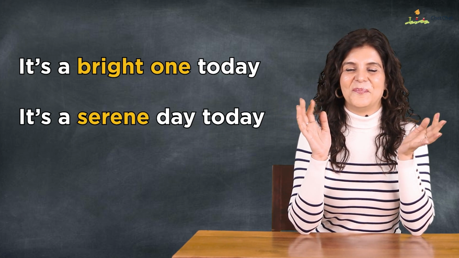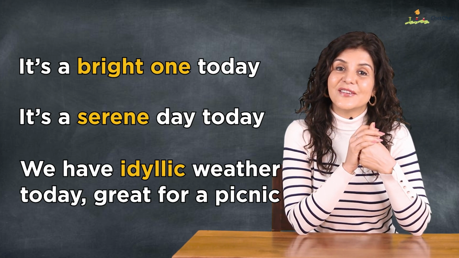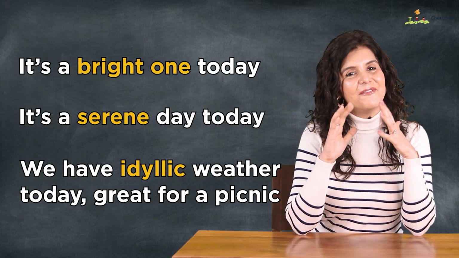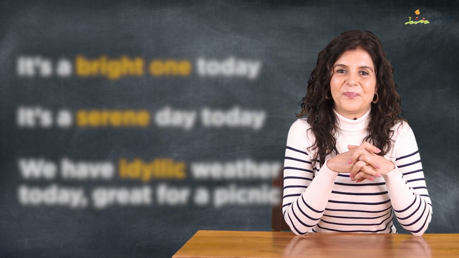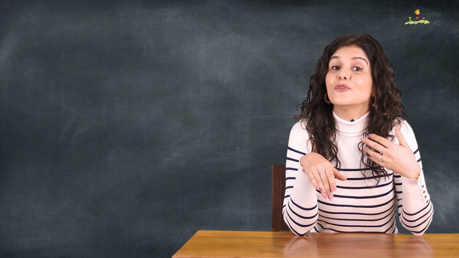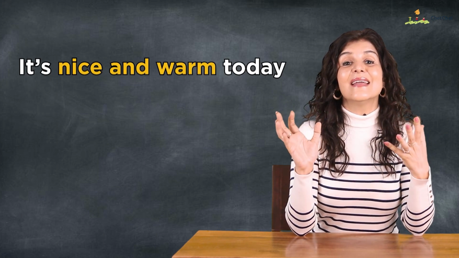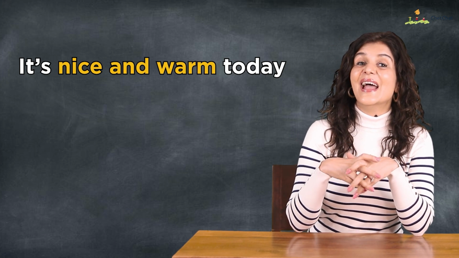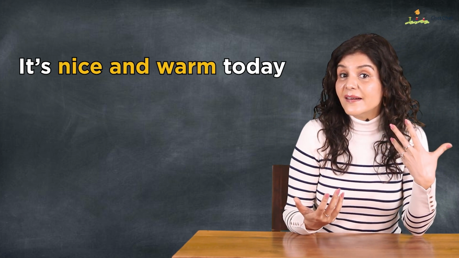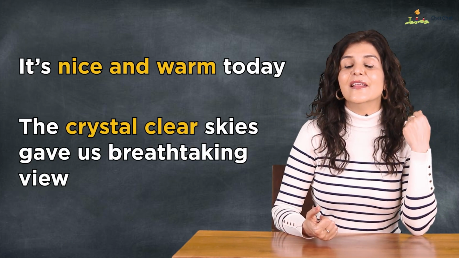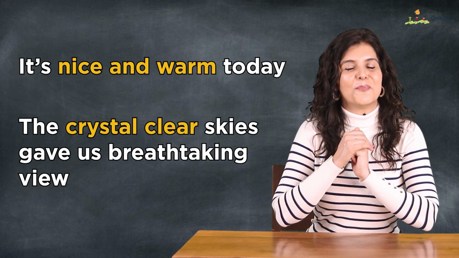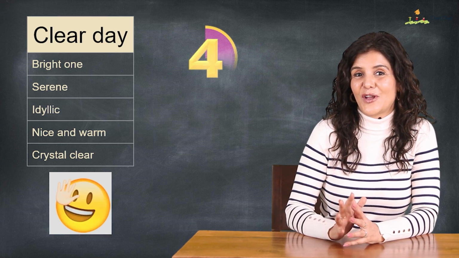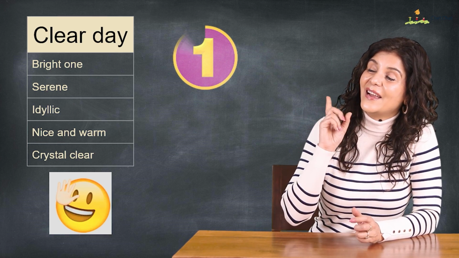Serene and calm. We have idyllic weather today. Great for a picnic. Like ideal weather. Idyllic weather means very pleasant, very peaceful. Another one that you can use, especially if you live in cold countries, is it's nice and warm today. They love a clear sunny day, don't they? When you're out in the open and the sky is clear, perhaps you can see the stars, you can say, the crystal clear skies gave us breathtaking views. Okay, we have 5 fabulous vocabulary terms that you can use for a clear day on your screen.